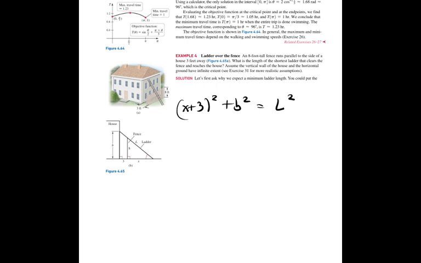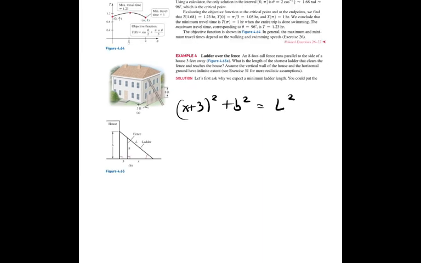Okay, I think we can use proportions here, right? So what should be the case? It should be the case that something like x divided by 8 should be the same as x plus 3 divided by b. Let's go with it and see what happens.